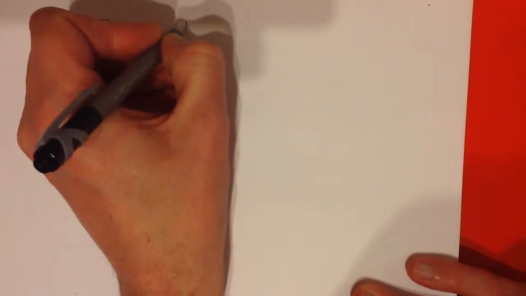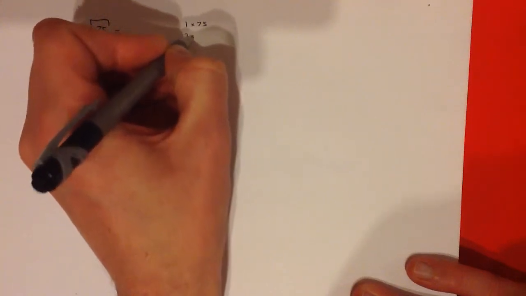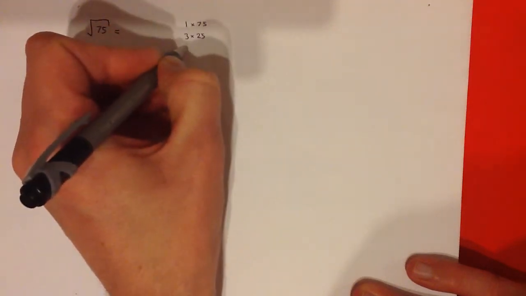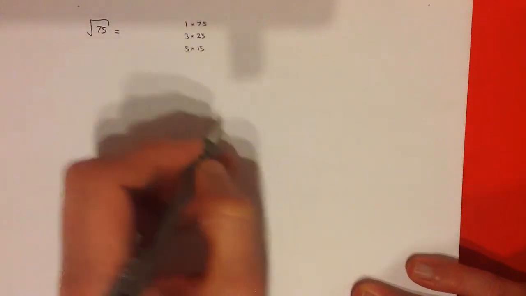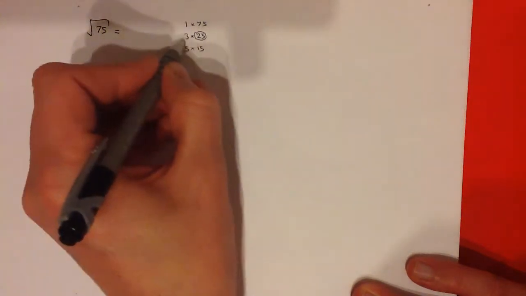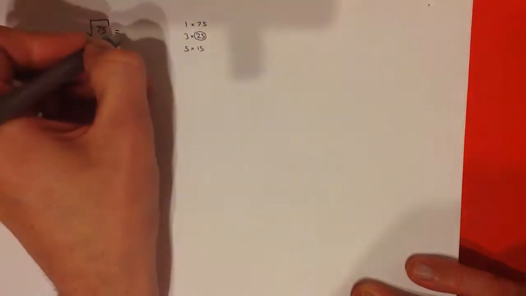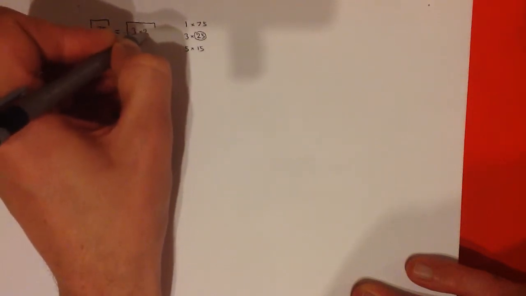Look at the number 75 and look at its factor pairs. In this case, 1 times 75 is 75, 3 times 25 is 75, and 5 times 15 is 75. What we're looking for is a square number. Here the square number is 25. So it's this middle factor pair that we're going to use, i.e. we're going to break down the 75 into 3 times 25.